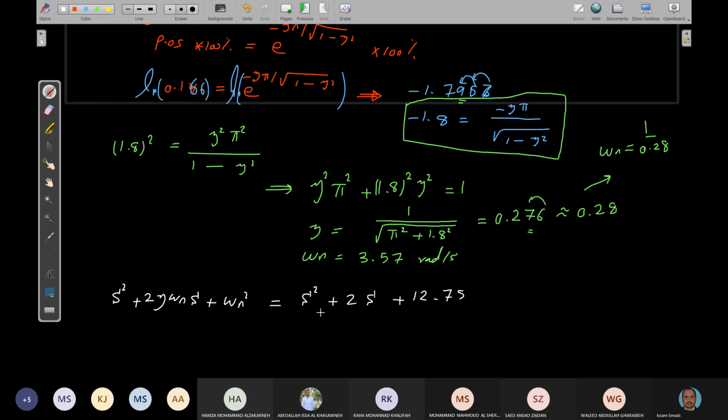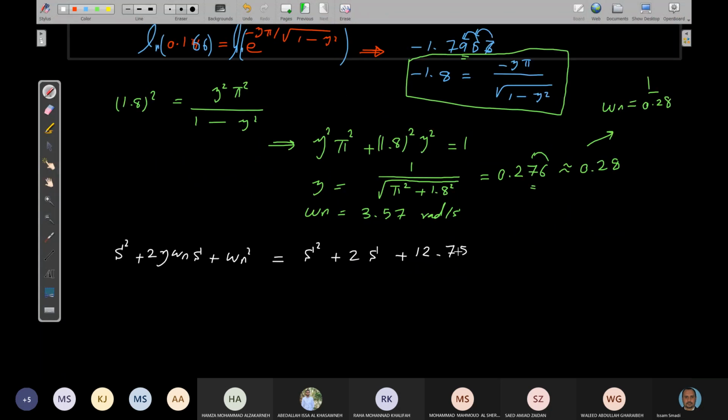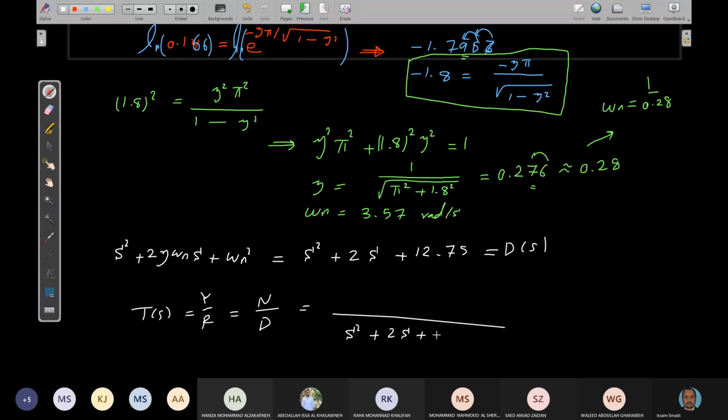Good. So now who can give me the closed loop characteristic equation? The problem that we need to solve. This one is D of S. So simply now T of S, which equals Y over R, which equals N over D. Now I have D as S square plus 2S plus 12.75. Here, what should I put in the numerator?